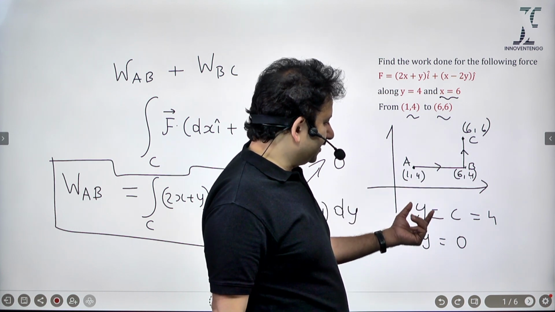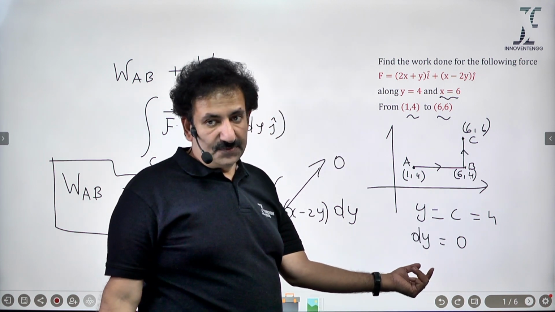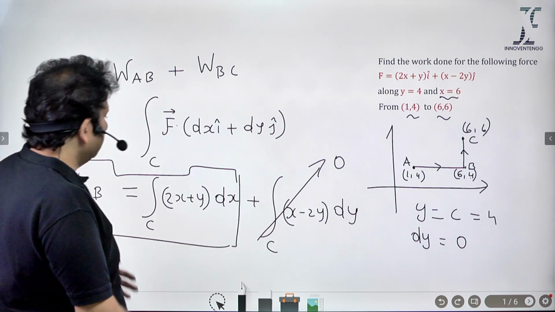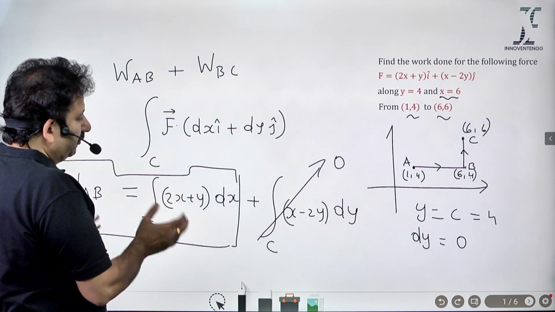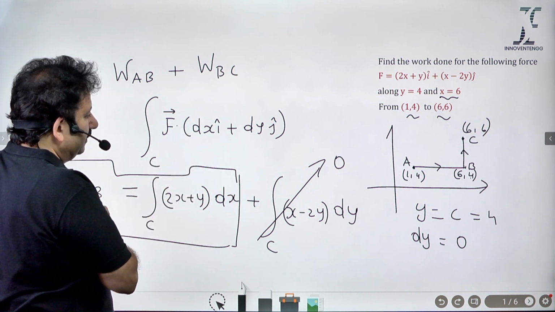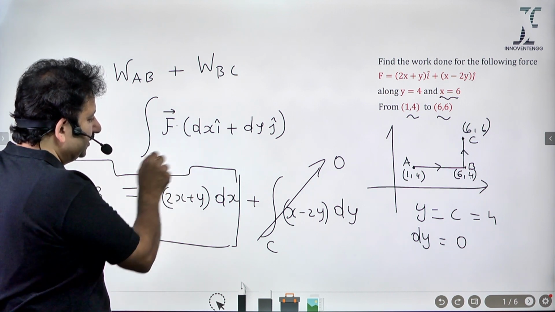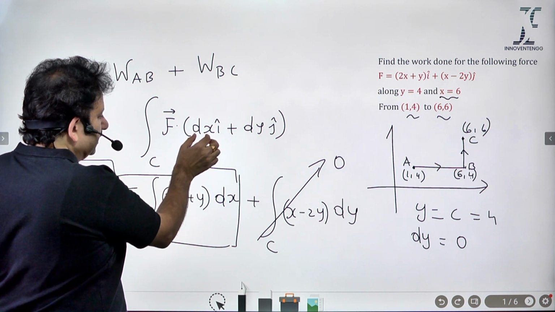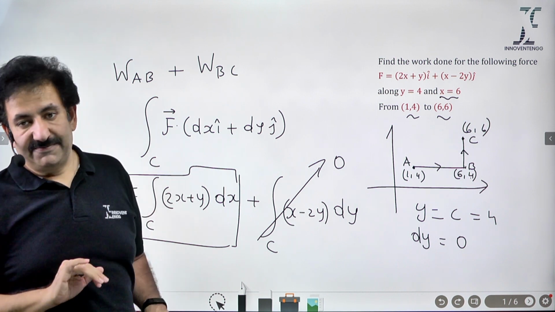And in such a situation, what happens? Your y coordinate does not vary, and therefore dy becomes 0. So your j component of the integral does not survive, because when you are given a force function and you want to find the work done, you consider an elemental vector dr, which means the displacement is dx along x and dy along j. This is the elemental work done that we are evaluating.